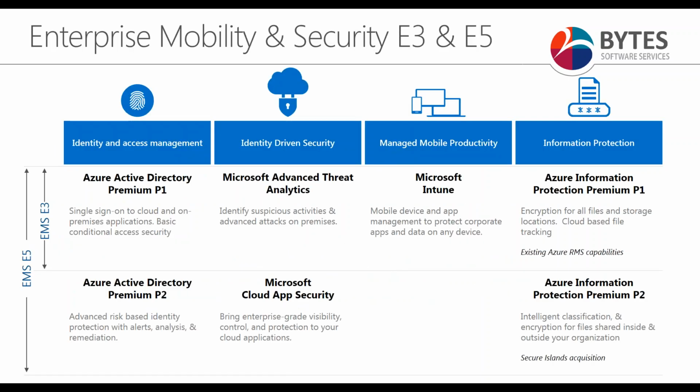Now, all of the products we've been talking about today are available in the Enterprise Mobility and Security Suite, which is available to be purchased by itself either as E3 or E5. And the E5 suite will include all of the advanced security for Azure Information Protection and Azure Active Directory, as well as the Cloud App Security, which is just available in the E5 suite.